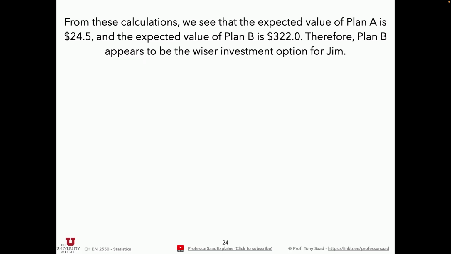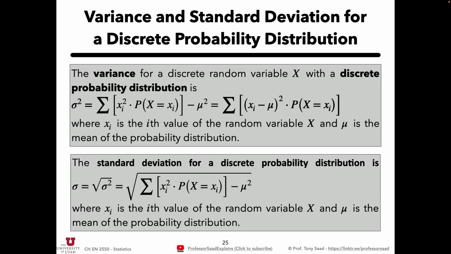So from that perspective alone, plan B appears to be a little bit better. It's going to give him a better return. Okay. We're going to keep taking it up a notch. Next, we're going to talk about variance and standard deviation.